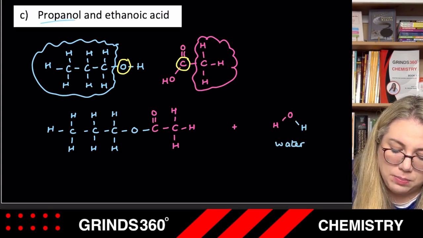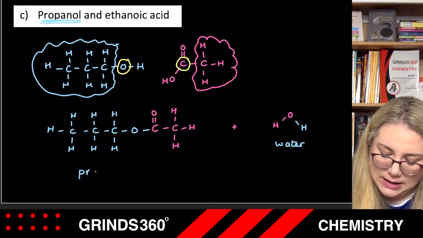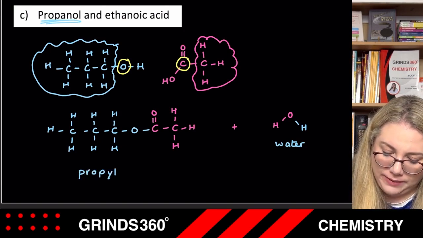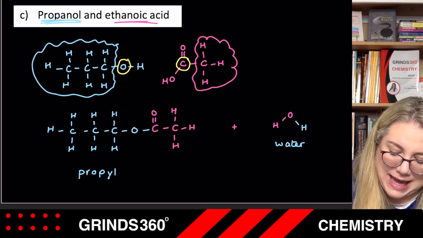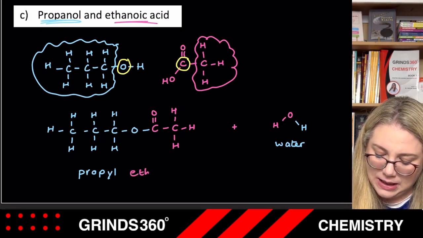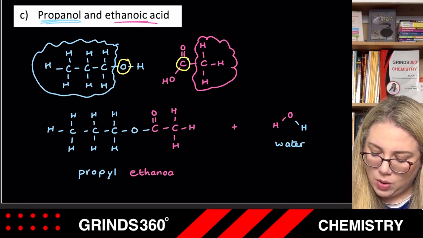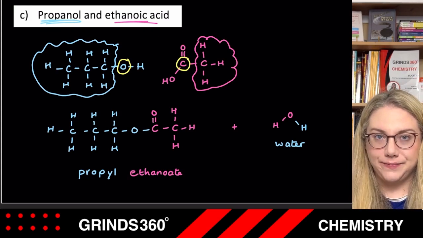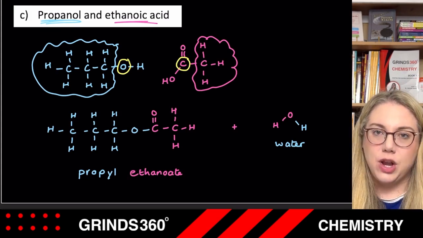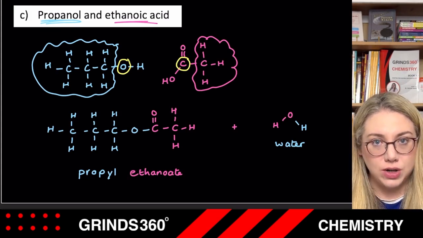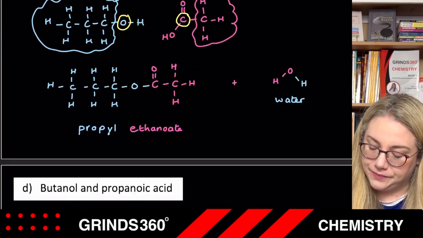Now, the name of the ester. Because you're starting with propanol, the ester will start with propyl, and the last part, ethanoic acid, will become ethanoate, like that. So I've got propyl ethanoate for 3 marks, and the structure for 6 marks.